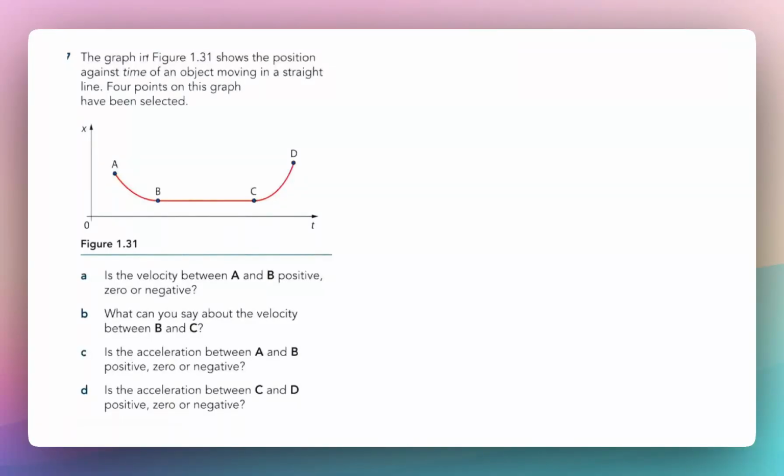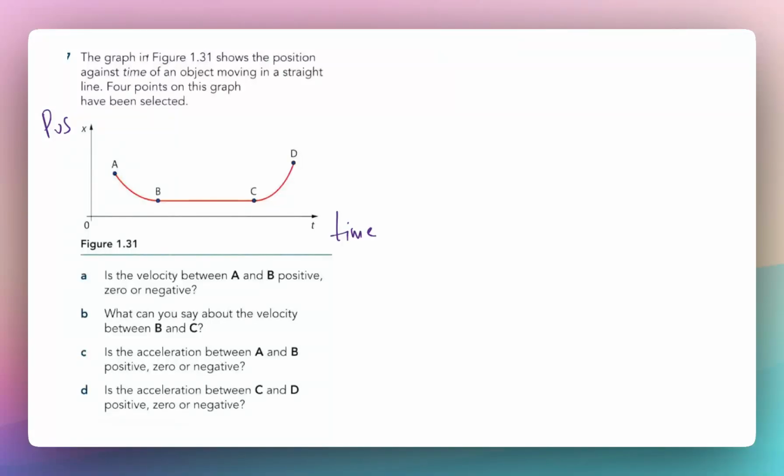Here we need to analyze a graph of an object and infer a few pieces of information from that. In the question they are saying the graph shows the position of an object against time. So this is a position-time graph. There are 4 points we have selected, A, B, C and D, and we have to infer information about them. Okay, so let's look at the question.